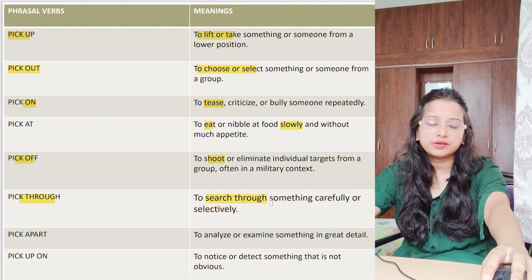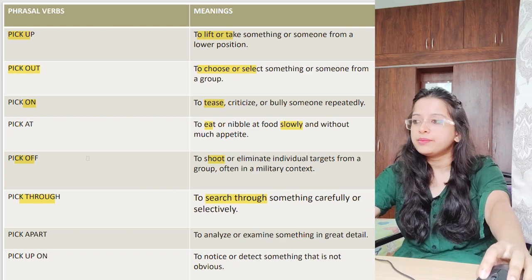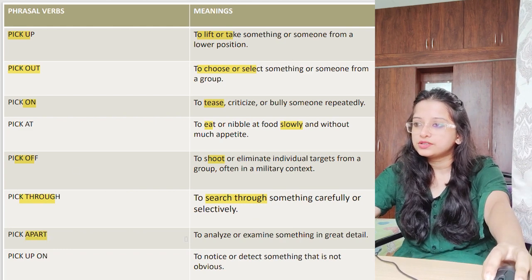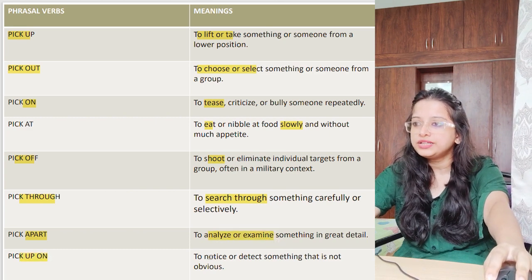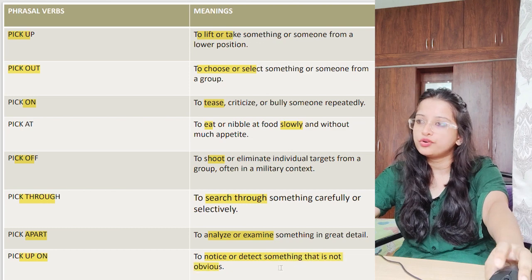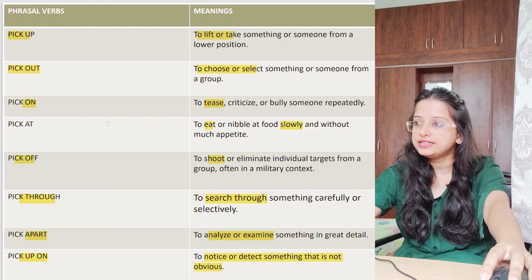Even the ones that I am highlighting, you can write just that much. The whole thing you may not write. Pick apart, meaning to analyze or examine. Pick up on means what? To notice or detect something that is not obvious. So I have even highlighted. If you want, you can even write these down.